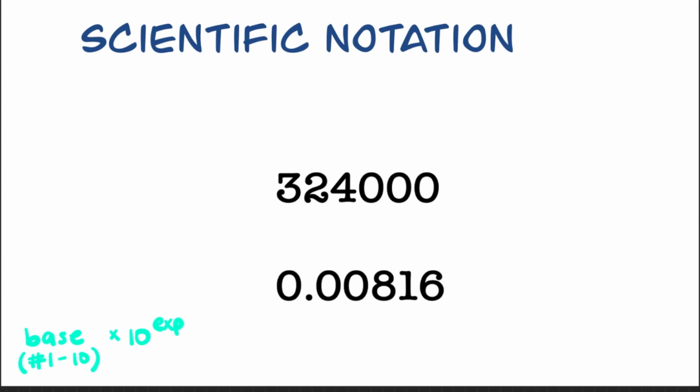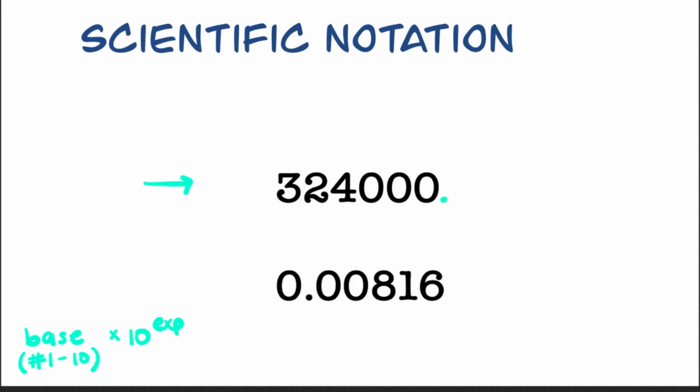The exponent for the 10 is equal to the number of times that the decimal must be moved to the right or left in order to produce a base number between 1 and 10. So let's look at this number, 324,000. The first step is to figure out how many times we need to move the decimal left or right to get a base value between 1 and 10.